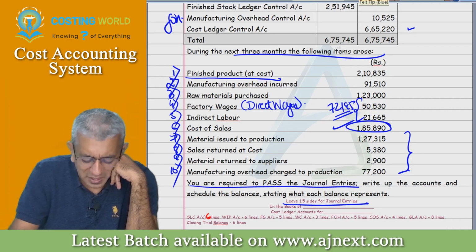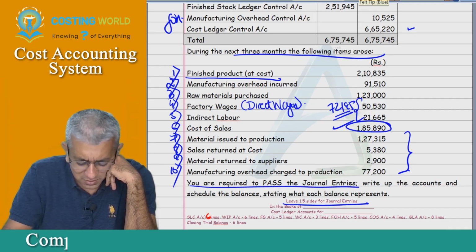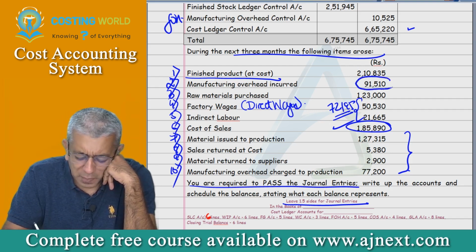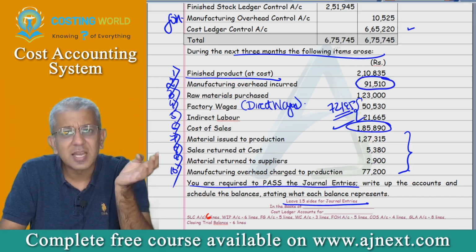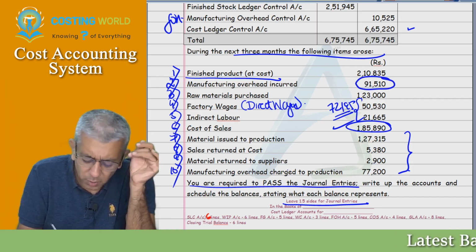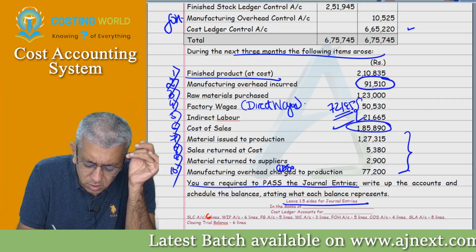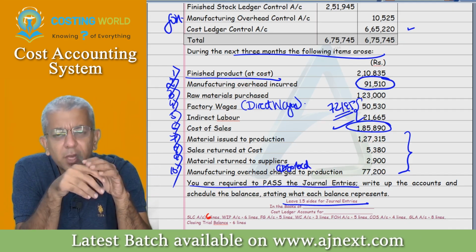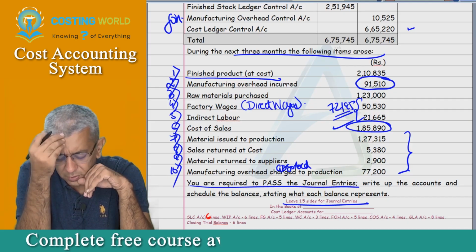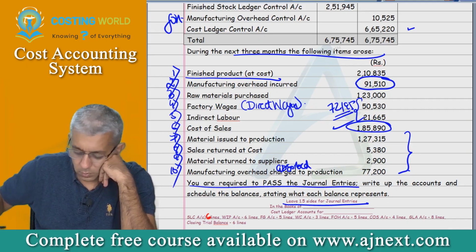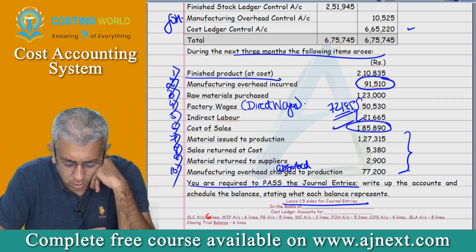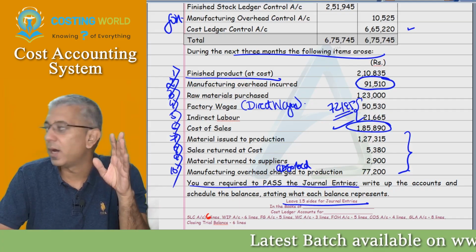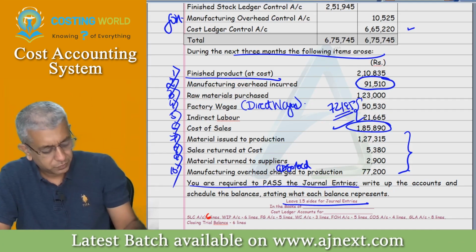What are you saying, man? Beta, that entry, think. That entry you have already passed over here. These are absorbed amounts. Your entry will be what? WIP account debit to FOH account. Write down. All done? 77,200. Now listen, your entries part is altogether done.